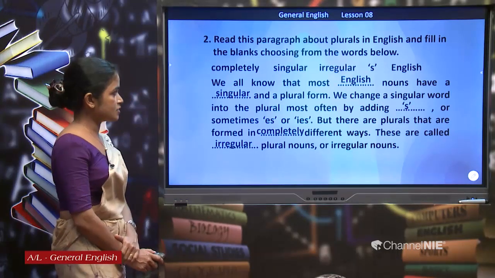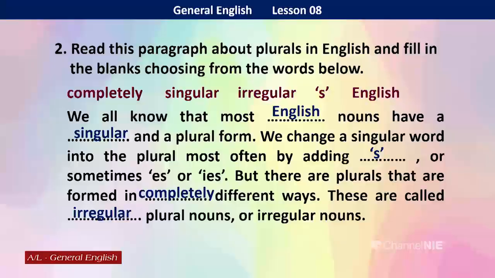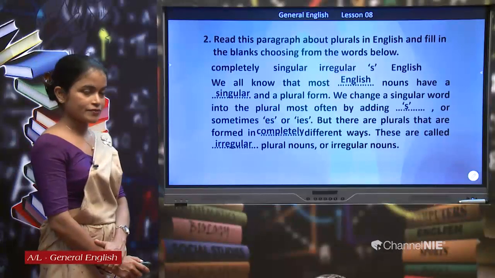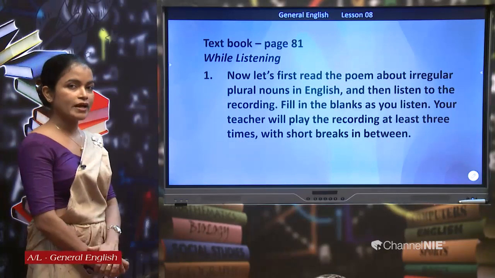Right, so you can check your answers again. We all know that most English nouns have a singular and a plural form. We change a singular word into the plural most often by adding s or sometimes es or ies. But there are plurals that are formed in completely different ways. These are called irregular plural nouns or irregular nouns. Right, children, so I hope you have marked your answers. Let's move on to another activity.